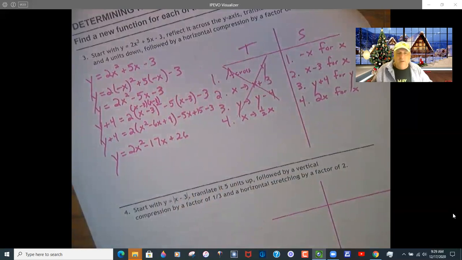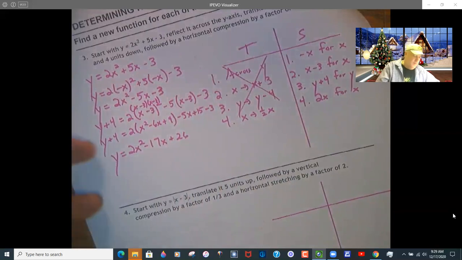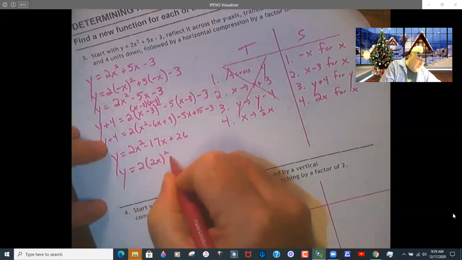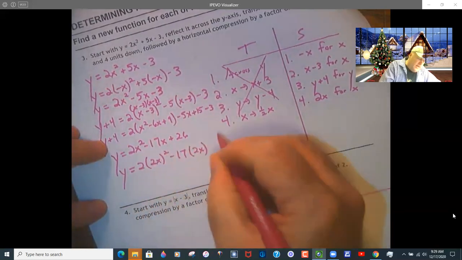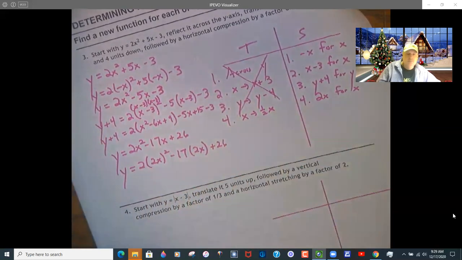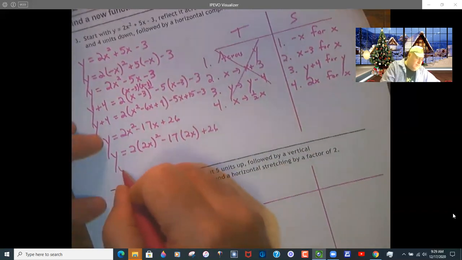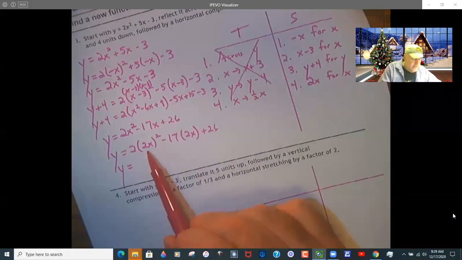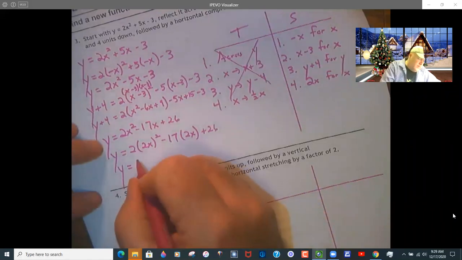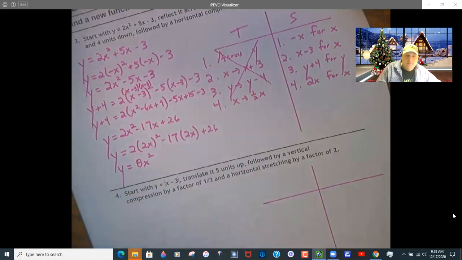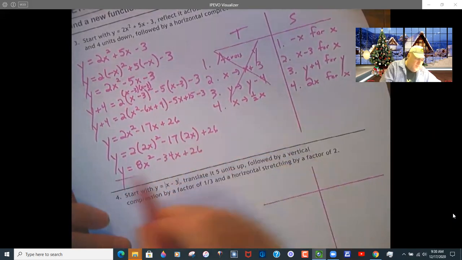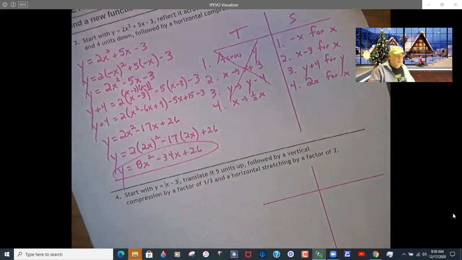Like I said, this problem is a great problem to look at and to do, because it really gets at everything that you need to do or that could be done. So now 2x goes in for x, and you got to simplify, and then we'll be done. So 2x squared is 4x squared times 2 is 8x squared minus 34x plus 26. And that indeed is correct.